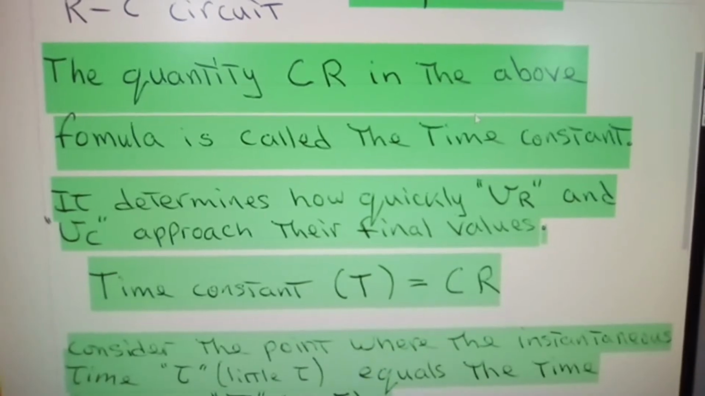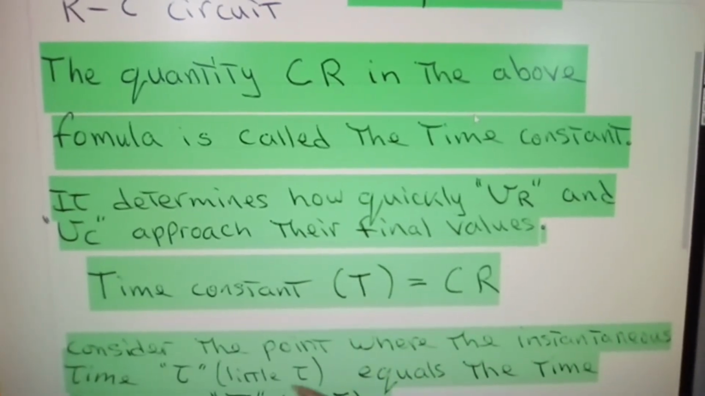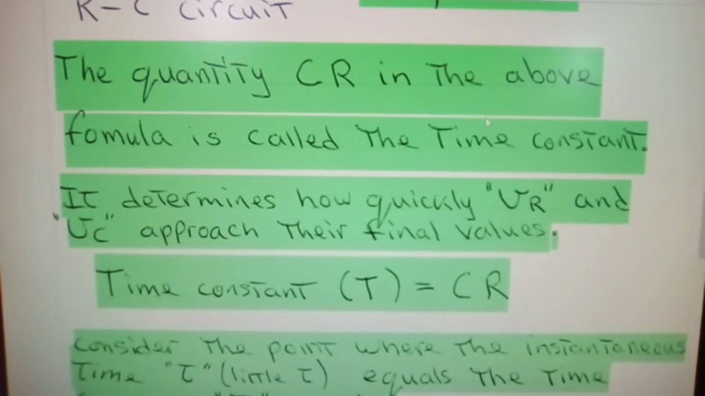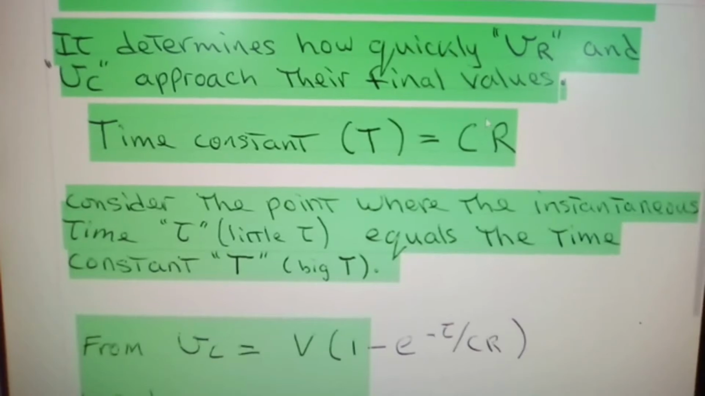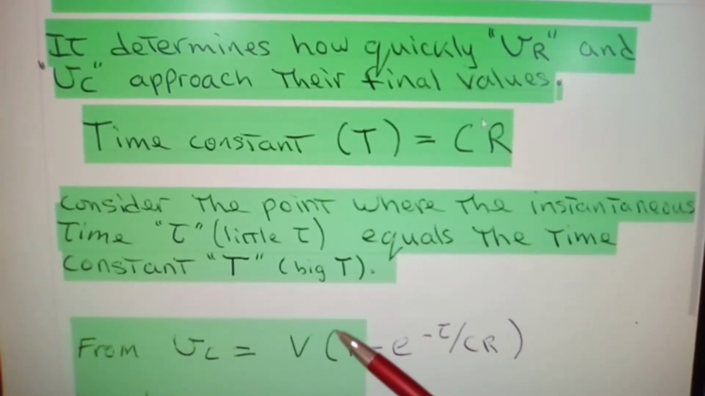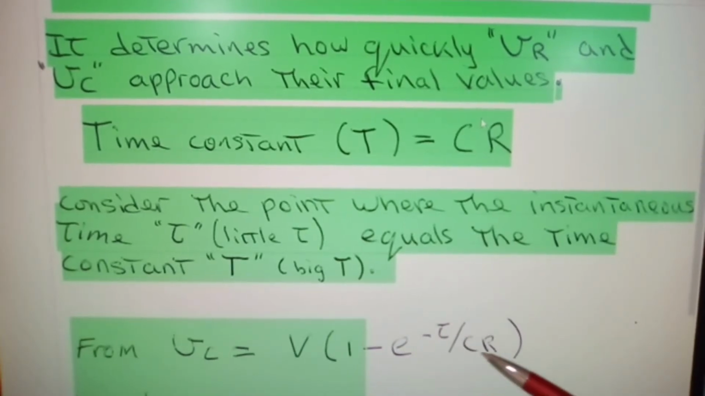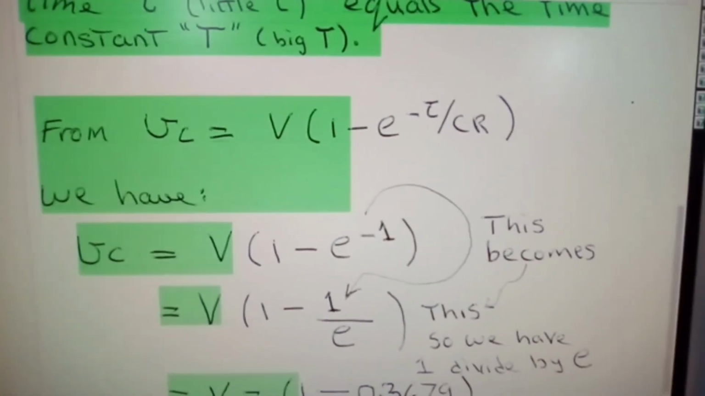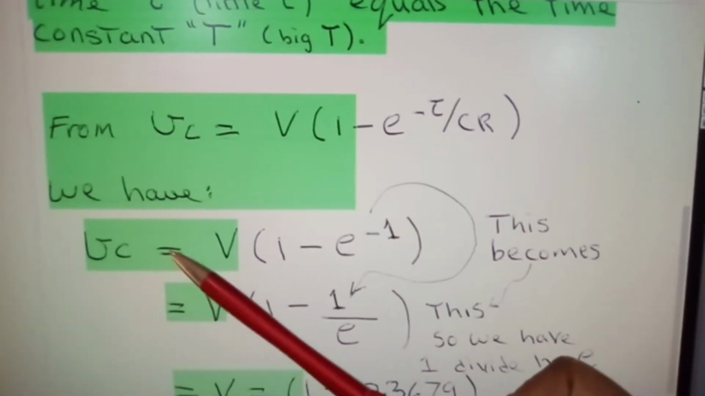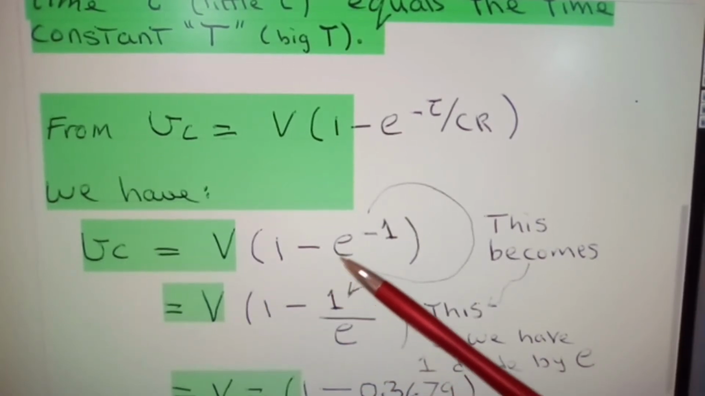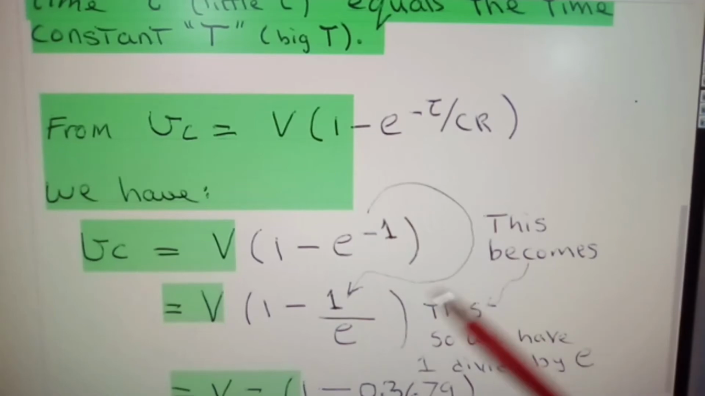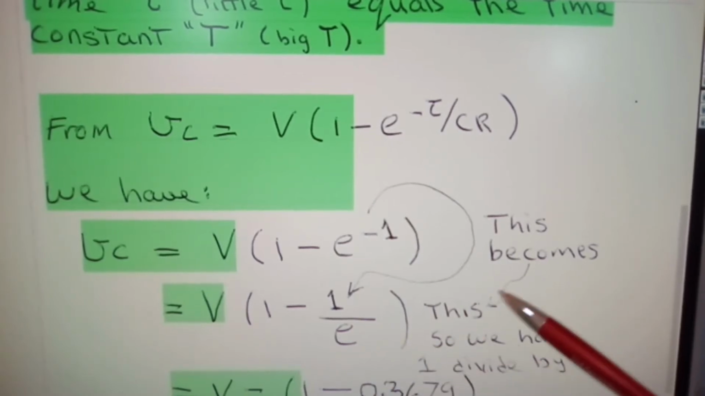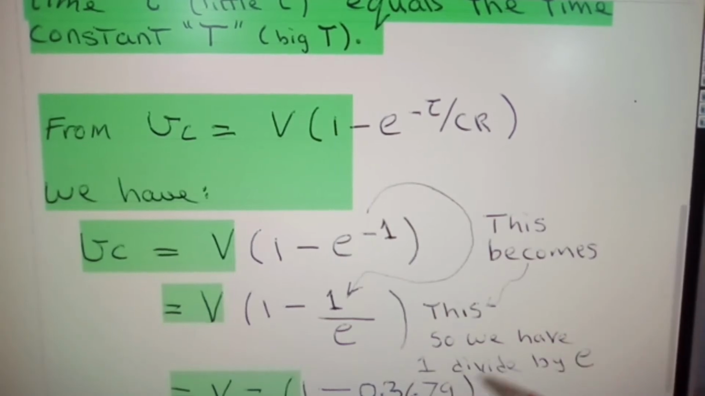Now, consider the point where the instantaneous time, little t, equals the time constant, big T. Then from VC equals V, open bracket 1 minus e to the minus t over CR, we have VC equals V, open brackets 1 minus e to the minus 1, close brackets. This becomes V, open brackets 1 minus 1 over e. So we have 1 divided by e.